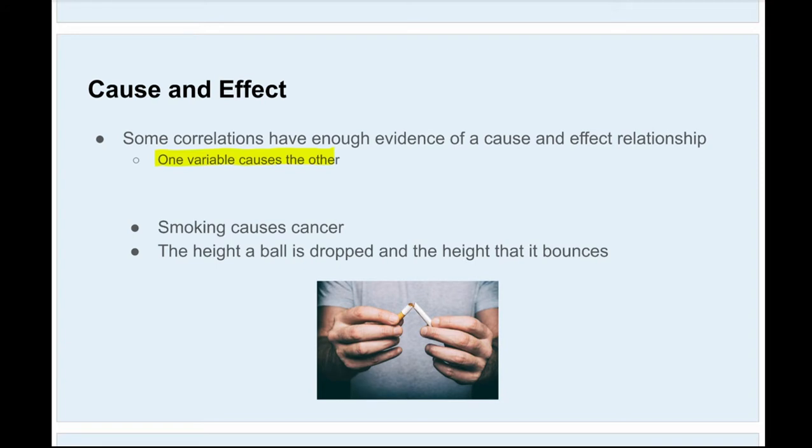A more simple one would be the height that a ball is dropped from and the height that it bounces. There is a cause and effect there. The higher the height the ball is dropped from, the higher it will bounce. Again, that's a very simple cause and effect relationship there.